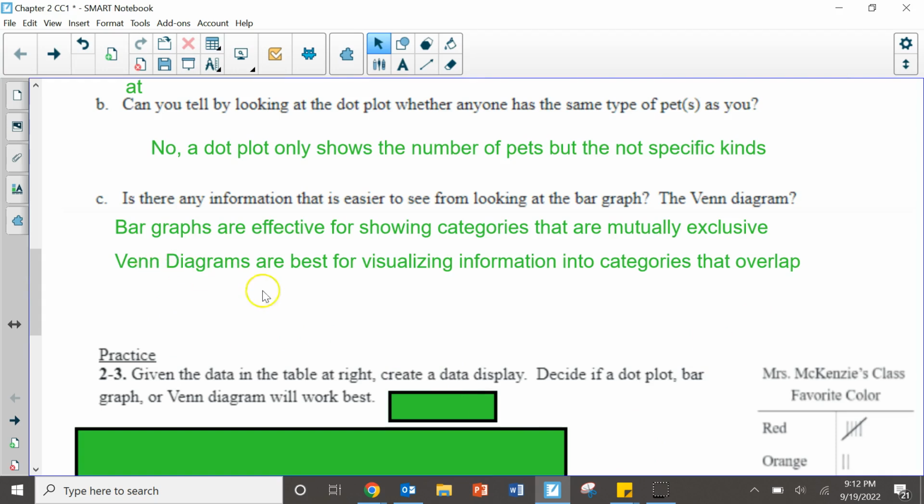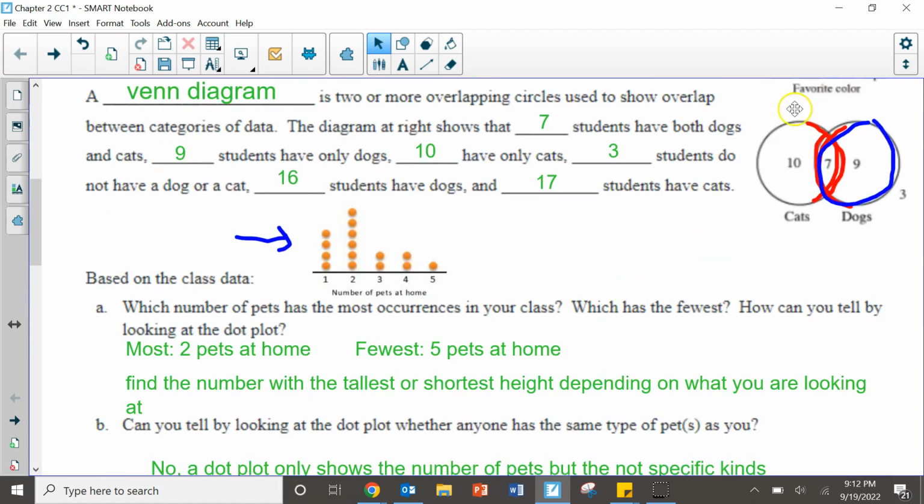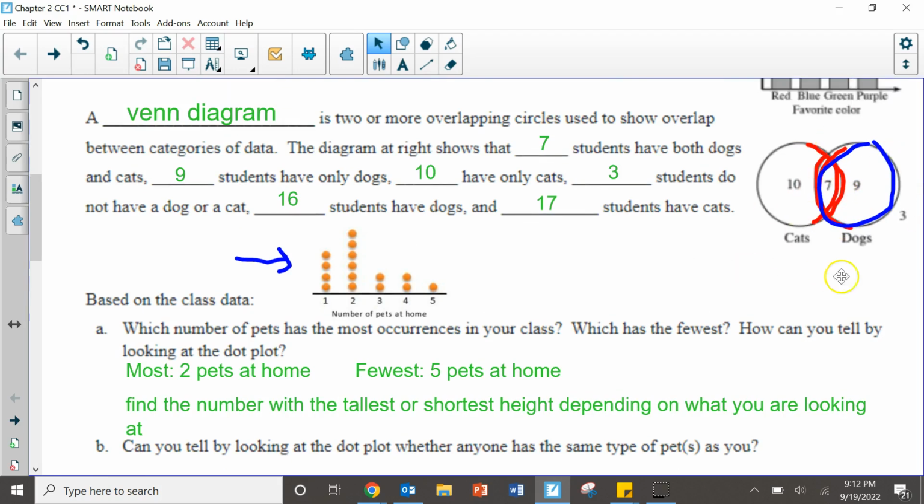Venn diagrams are best for visualizing information into categories that overlap. So it's a really good visual to look at information. And in Venn diagrams, you can have more than 2 circles as well. But you're also going to want to say, okay, as for this example of dogs and cats, some people have both. So it'd be useful to use a Venn diagram because those overlap and you have that ability to show that one of those things might fit into different categories.